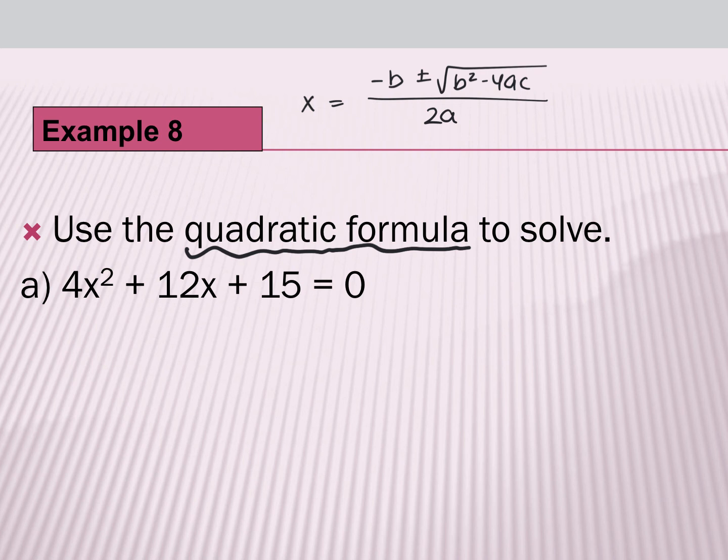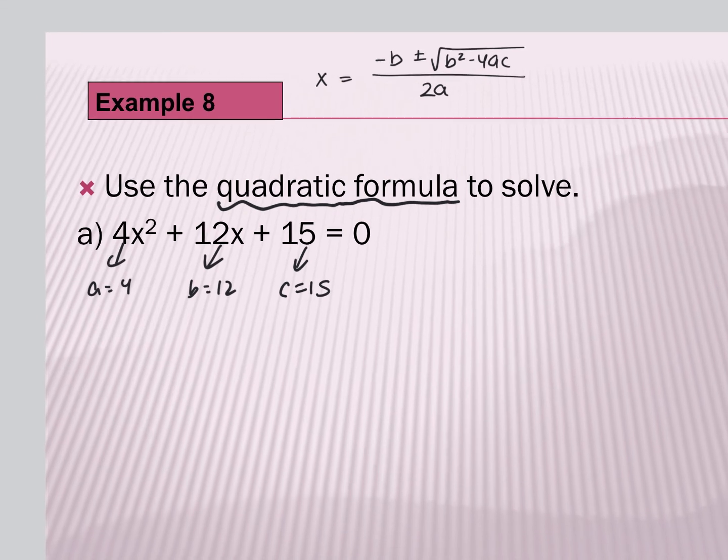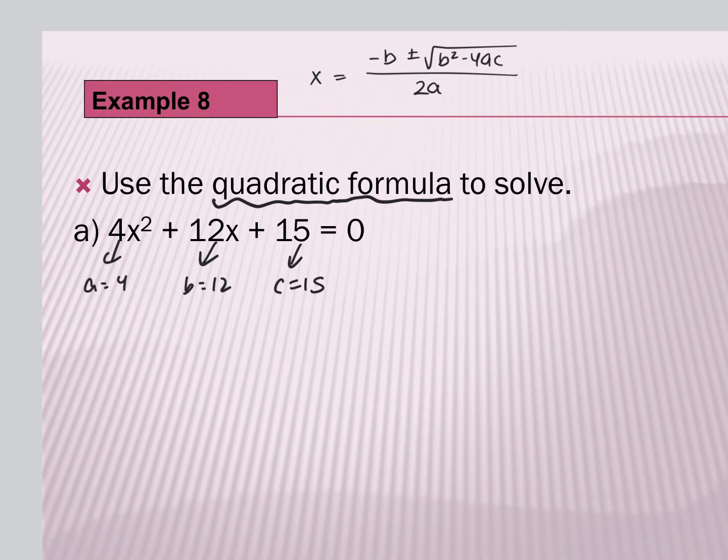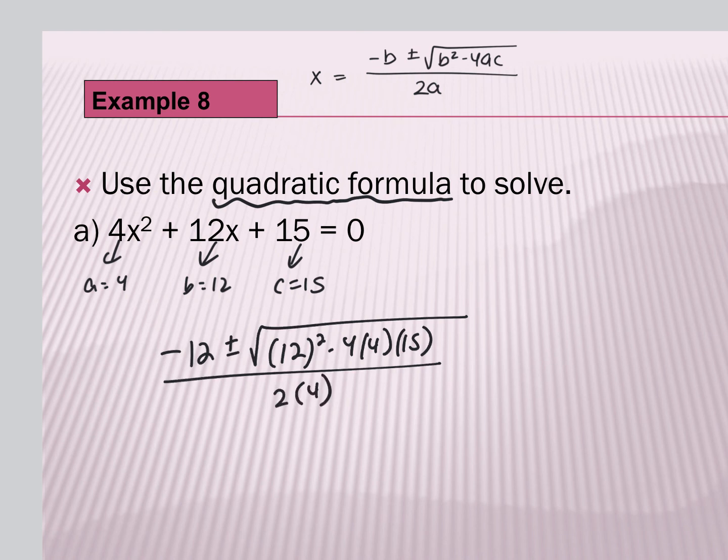The a is what's in front of the x squared, so the a is 4. The b is what's in front of the x, so the b is 12. And the c is what's by itself, the c is 15. If they were negative, the sign gets carried with them. Then I plug it in. So negative b would be negative 12 plus and minus the square root of 12 squared minus 4 times 15 all over 2 times 4.